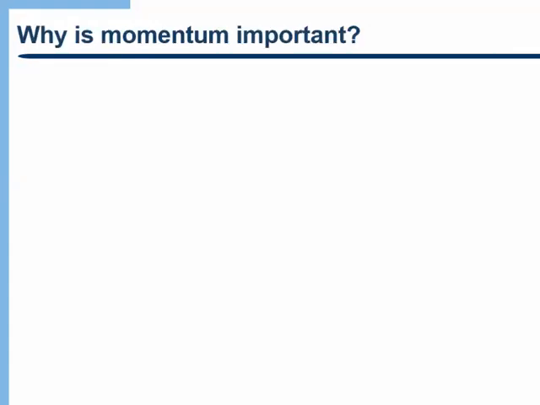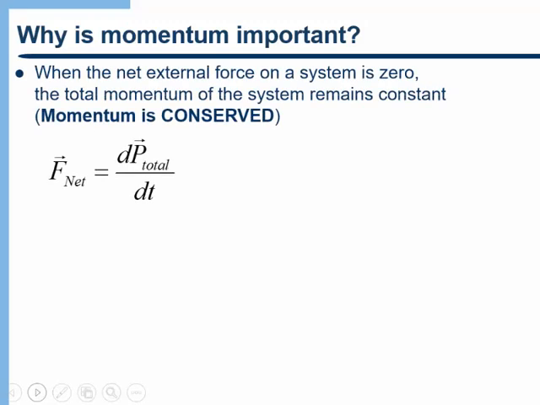So let's look at why this concept of momentum is so important. The reason that momentum is an important quantity is that momentum is conserved in collisions. So here on the slide I say when the net external force on a system is 0, the total momentum of the system remains constant. And you'll notice that if F net is equal to 0, then it's simply telling us that the total momentum isn't changing. When I use a capital P here, I'm referring to the total momentum of all the objects that are moving. So let's see how this applies in a collision.